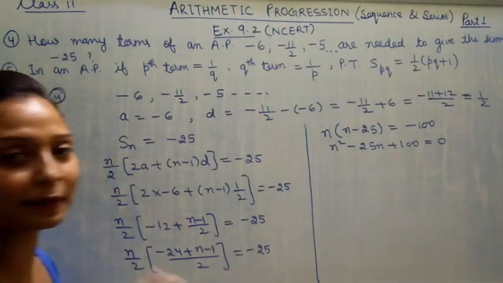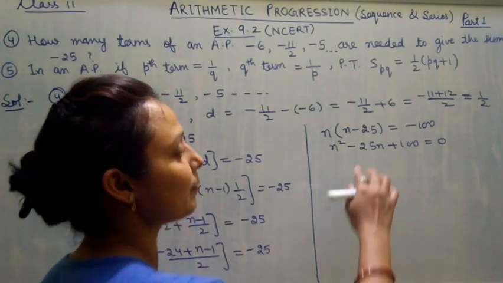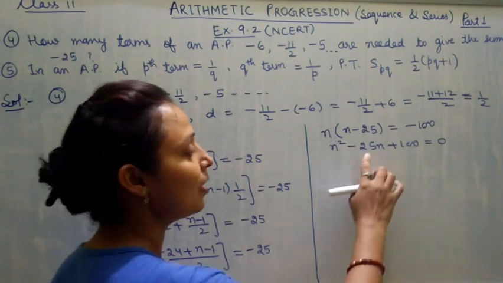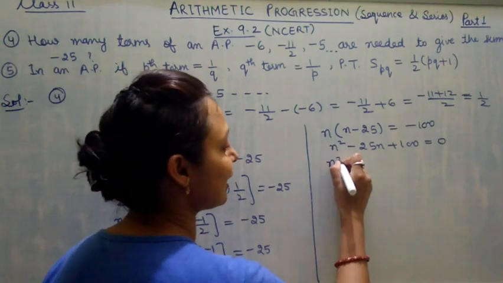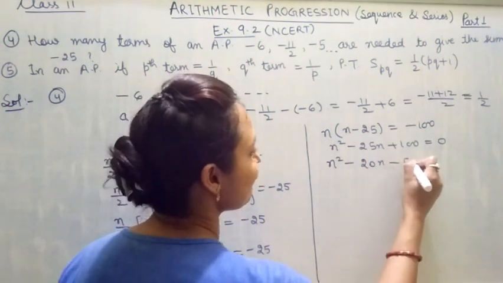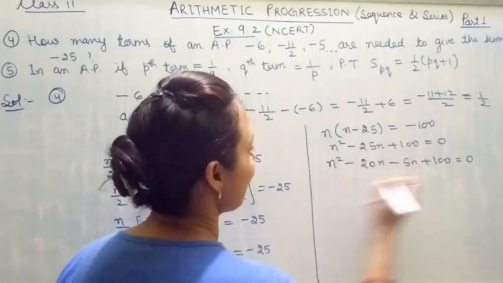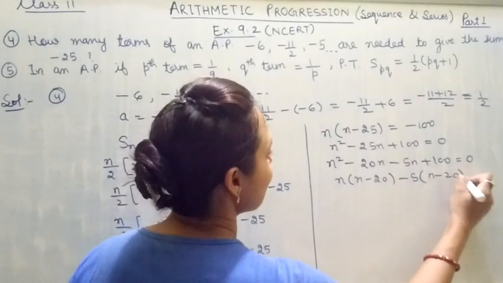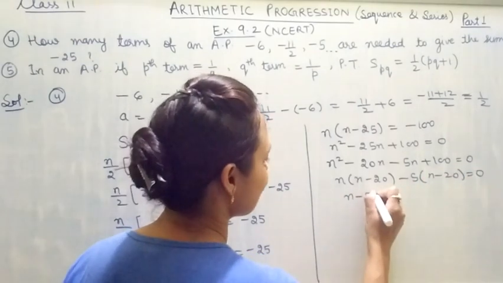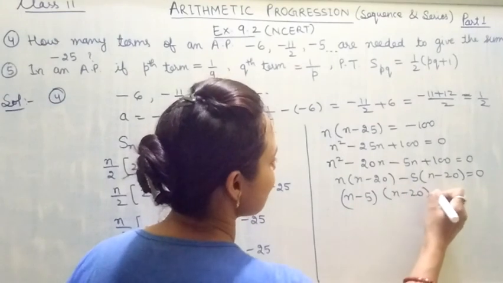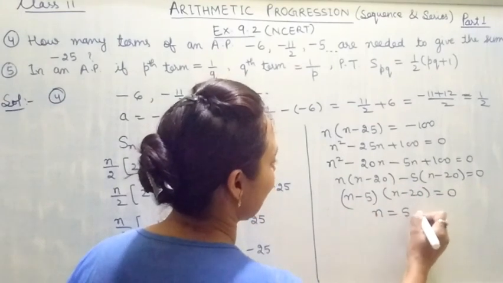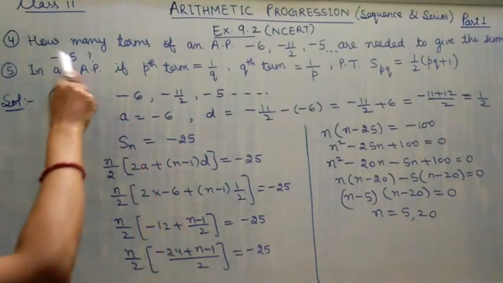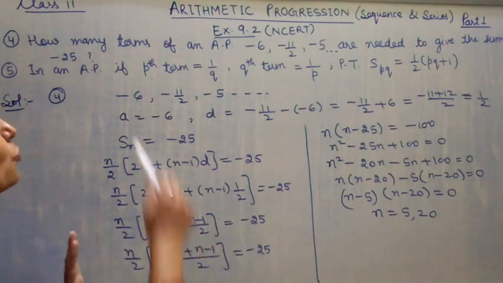So I will factorize by taking two numbers. After multiplying, the two numbers should give 100, and after adding, we should have 25. So I will take -20 and -5. The factors are (n - 20)(n - 5) equals 0. So n has two values, 5 and 20. There are two numbers for which the sum is -25. This is the solution of question number 4.